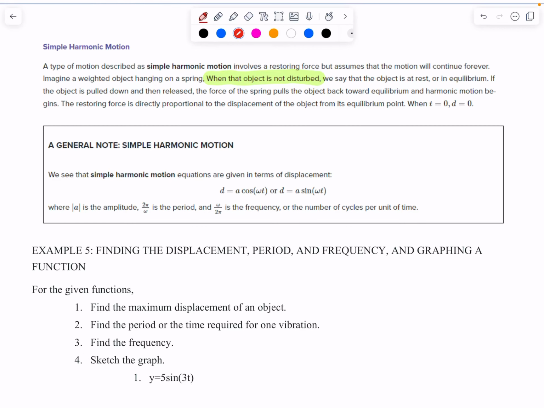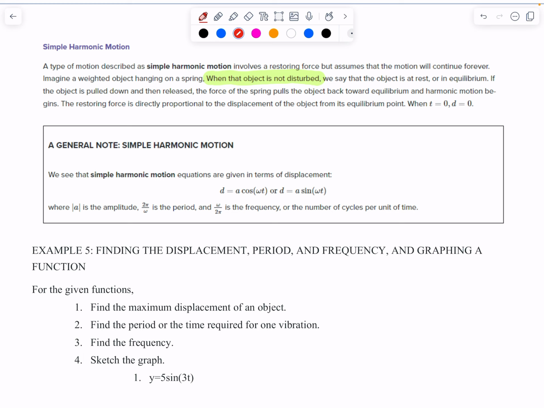In this video, we are going to wrap up this section talking about simple harmonic motion and damped harmonic motion. Harmonic motion is a motion that will continue forever. It usually involves a restoring force. So when the object isn't disturbed, it will keep going and going.